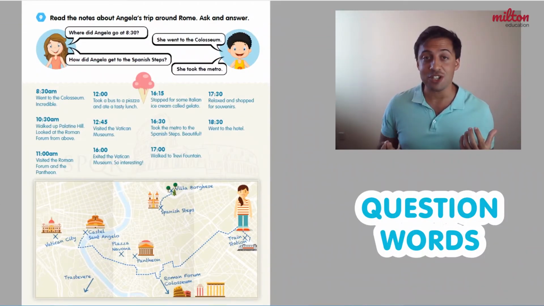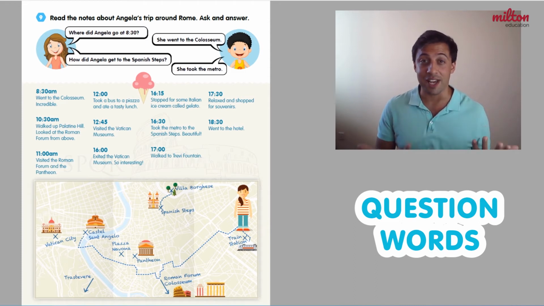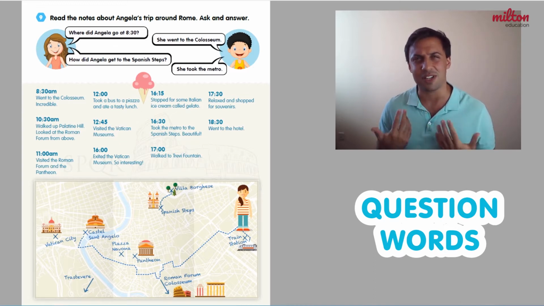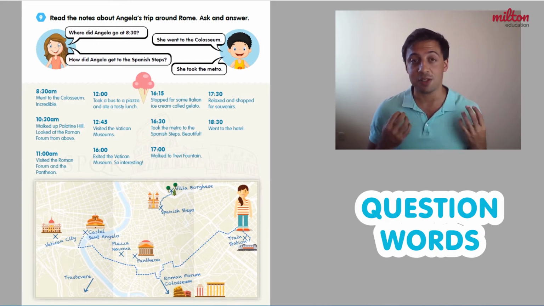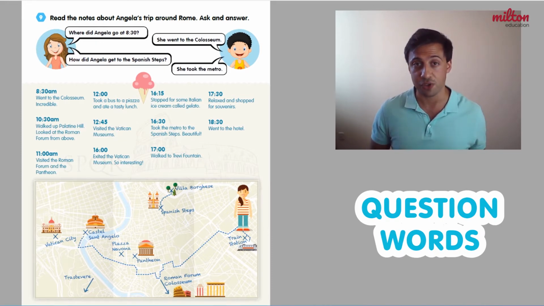Here we have Angela's notes about her trip to Rome. I want to ask Angela lots of questions about Rome because I've always wondered what it's like there. To ask questions in English, there are special words that we have to use. You might have just heard some examples in exercise 8, such as what and where.